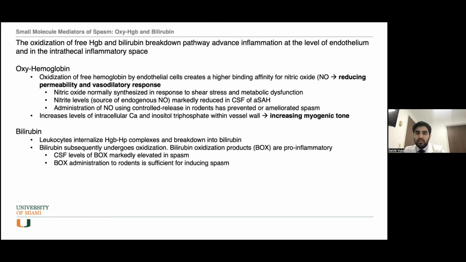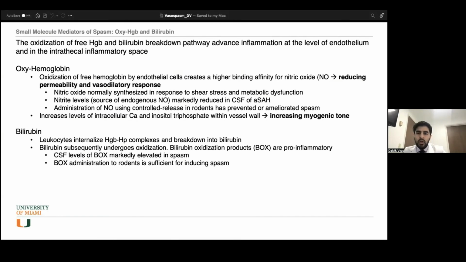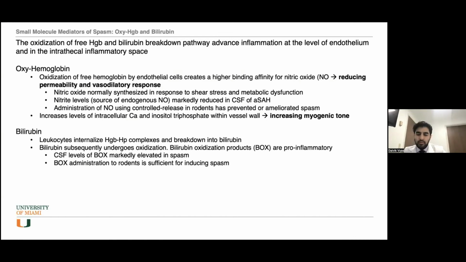So nitric oxide is normally synthesized in response to shear stress and metabolic dysfunction. And nitrite levels are known to drop within aneurysmal subarachnoid hemorrhage. What they found is that administering nitric oxide in rodents that are undergoing induced vasospasm actually prevented or ameliorated the symptoms. And realistically, what oxyhemoglobin also will do is increase the level of intracellular calcium and inositol triphosphate within the blood vessel wall. And the intracellular calcium is the primary mediator for an increase in myogenic tone. So that's one aspect of how small molecules will mediate vasospasm from blood breakdown.